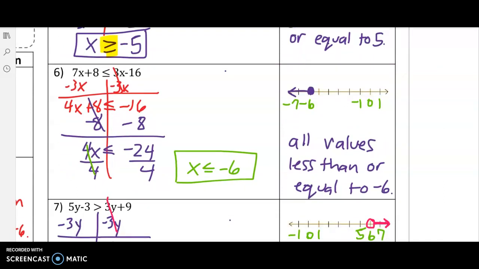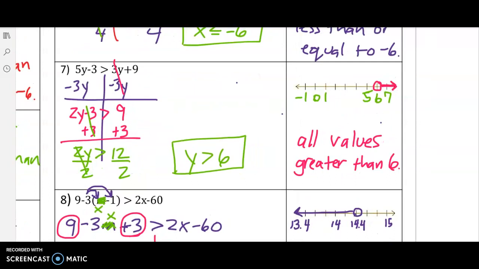Okay, it is easier, I noticed, to try and eliminate the X that is on the right side so that you always end up with your X on the left because it is easier to read that way. And in this one, I did not need to flip the symbol because I did not divide or multiply both sides by a negative number. We got X is less than or equal to -6, so I had a closed dot because -6 is part of the solution. The solution is every number less than or equal to -6.